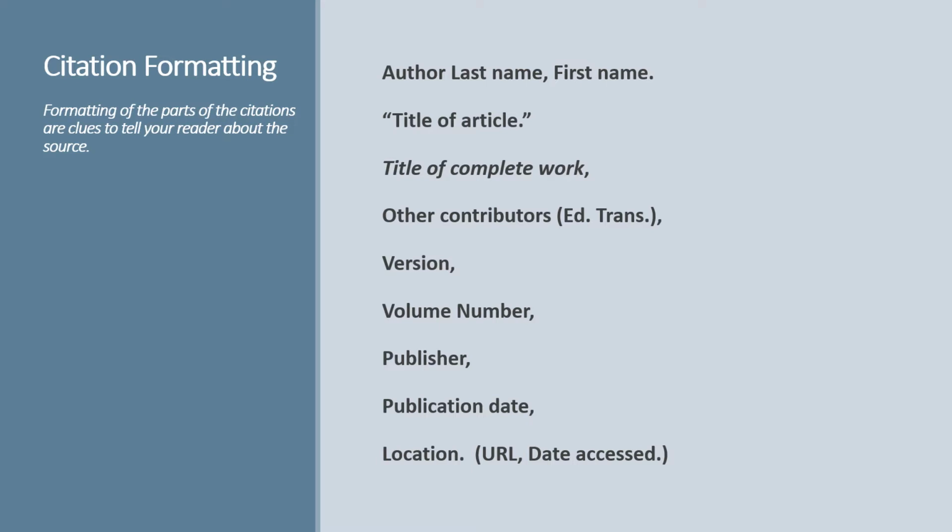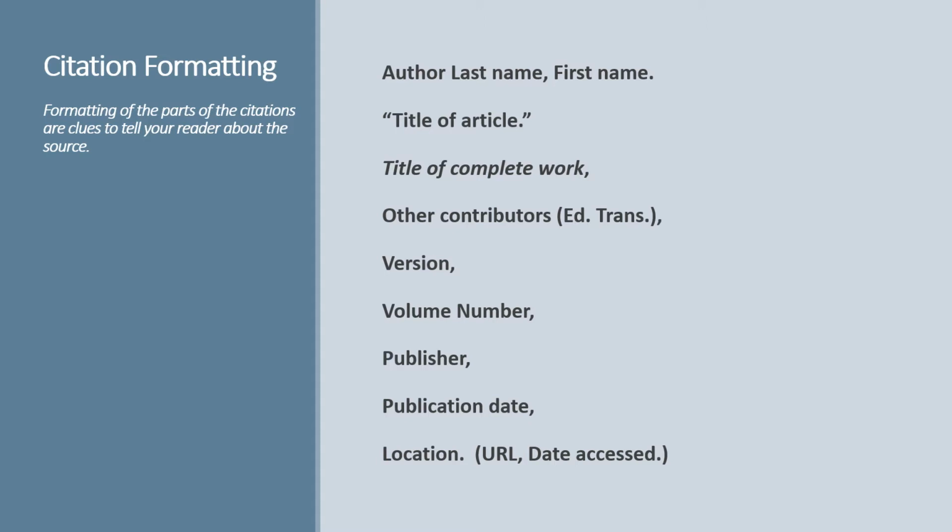Next, you have the title of the complete work. This might be a book, an encyclopedia, or the full title of a website. Regardless of what type of source it is, the title of the complete work gets italicized or underlined. They mean the same thing, and it ends with a comma. Next, you have other contributors. Besides the author, these people might be editors, translators, illustrators, anything like that. And they finish with a comma.